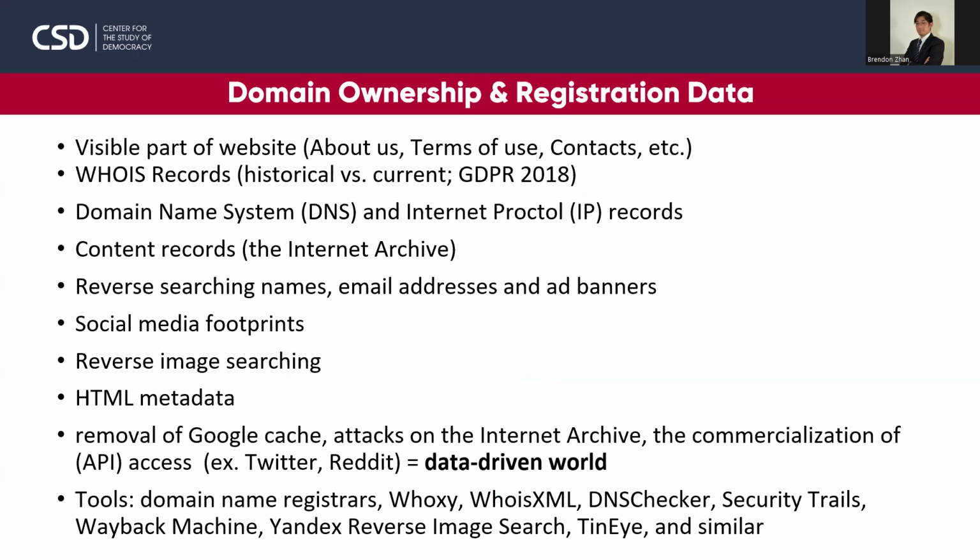Now we can look into domain and internet data. Websites can also contain valuable investigative data. Important sources include visible pages such as contact and terms of use, domain registry records, DNS and IP data, archived content, reverse search. You can use reverse search for names and email addresses. You can press F12 to actually see the elements of the website, and there is a lot of hidden information that you wouldn't know otherwise.